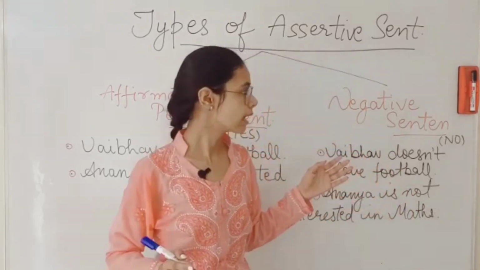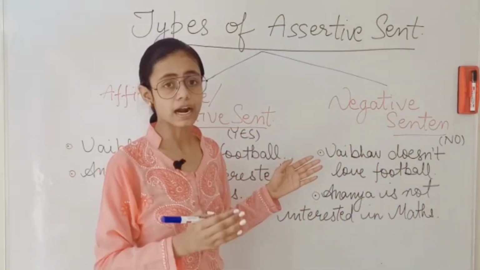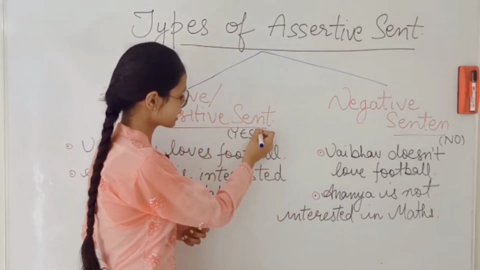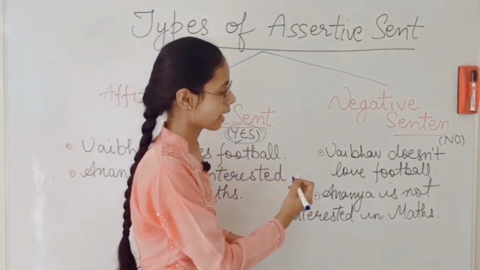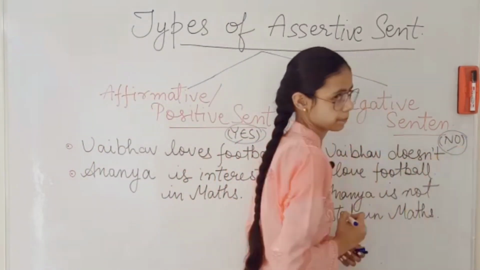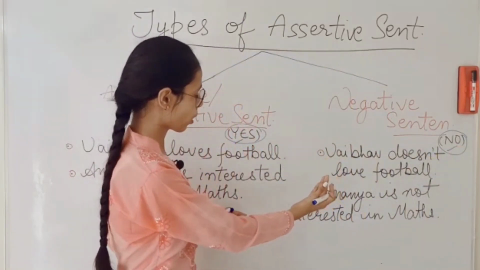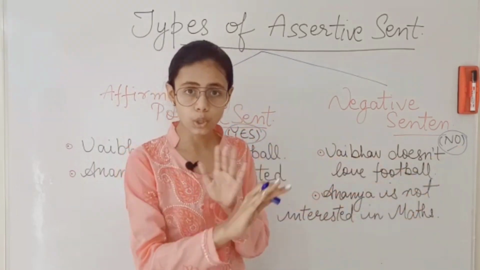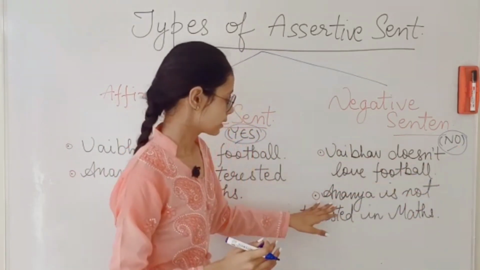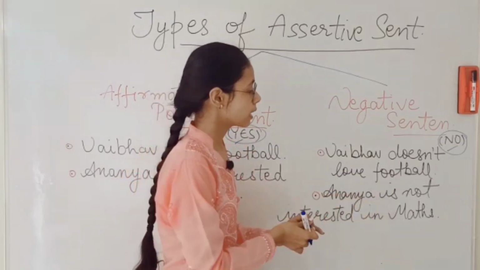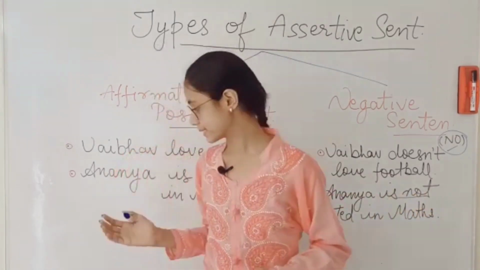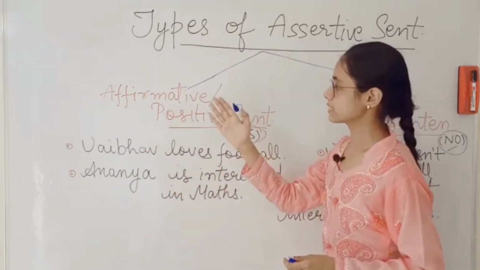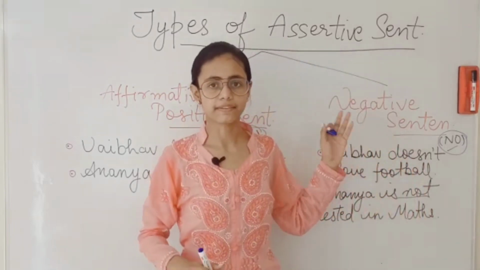While on the other hand, negative sentences are the exact opposite of positive sentences. As you can see here, it's a yes this side, while on this side, it's a no here. So the exact opposite here would be Vaibhav does not love football. So no, Vaibhav doesn't love football. The second sentence is Ananya is not interested in maths. Exact opposite. So these were the two types of assertive sentences, affirmative and negative sentences.